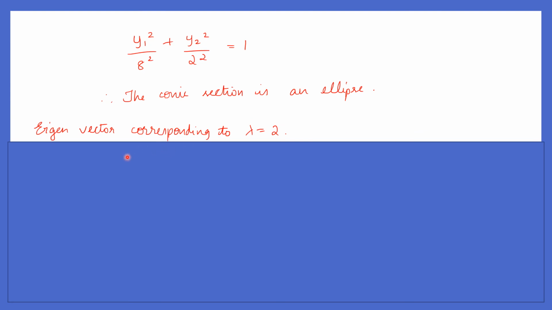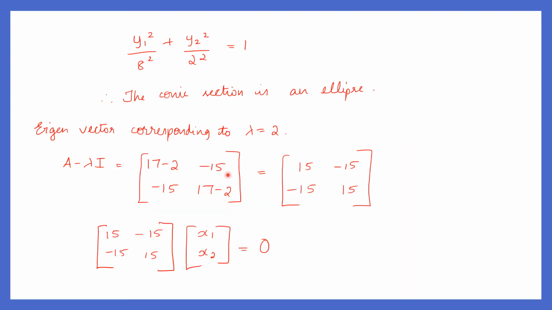Now we have to find out the eigenvector corresponding to lambda equal to 2. So we have to identify A minus lambda I, that is A minus 2I. So we make the corresponding change on the principal diagonal elements, that is 17 minus 2, minus 15, minus 15, 17 minus 2. So we obtain a matrix like this: 15 minus 15, minus 15 15. So we write that particular matrix in matrix form of equations: 15 minus 15, minus 15 15, x1 x2 is equal to 0.